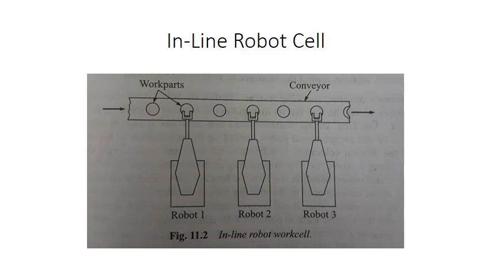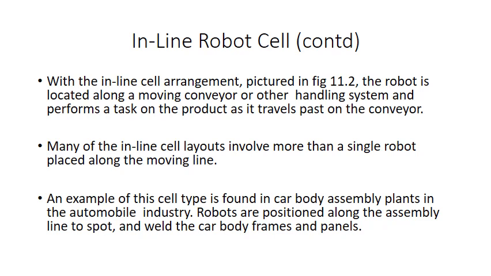Inline robo cell. A typical schematic of the inline robo workcell is shown in Figure 11.2. With the inline cell arrangement pictured in Figure 11.2, the robo is located along a moving conveyor or other handling system and performs a task on the product as it travels past on the conveyor.